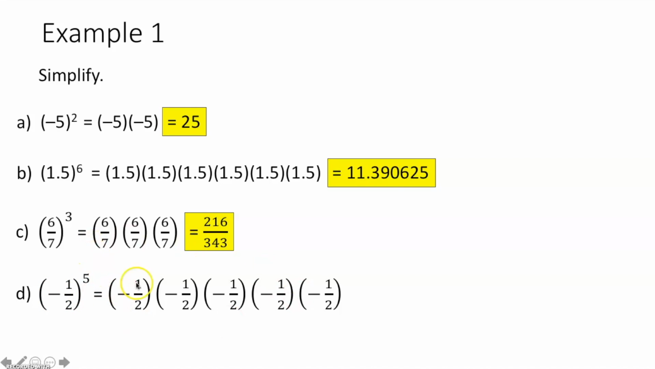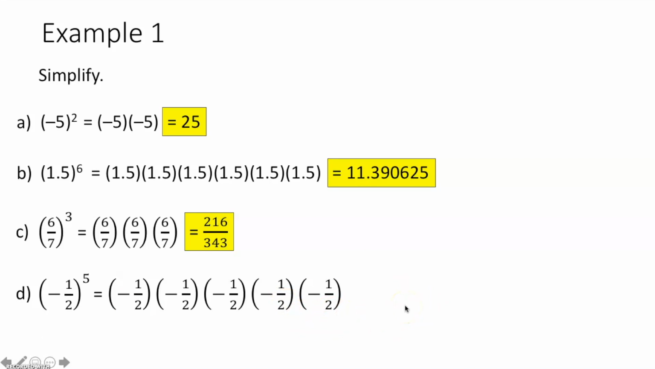So again, all we do when we have fractions is we multiply the numerators together, put it at the top, multiply the denominators together, put that at the bottom. So 1 times 1 times 1 times 1 times 1 is going to be 1. That's in our numerator. 2 times 2 is 4, times 2 is 8, times 2 is 16, times 2 is 32. That's going to go in our denominator.